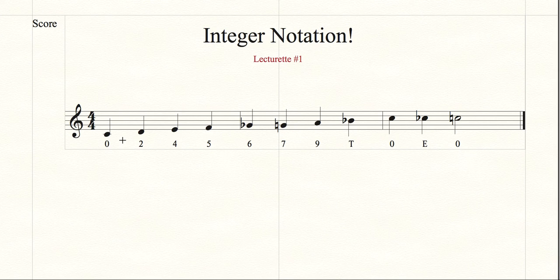The other thing that is worth noting here is that for singing, because we will be singing on integers, we're going to use O, the single syllable O for 0. We're going to use sev for 7. And then T and E will be T and E. So that is the basic idea.